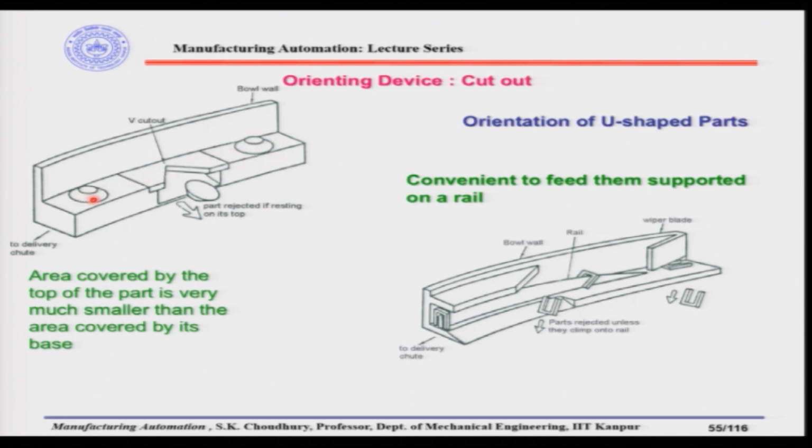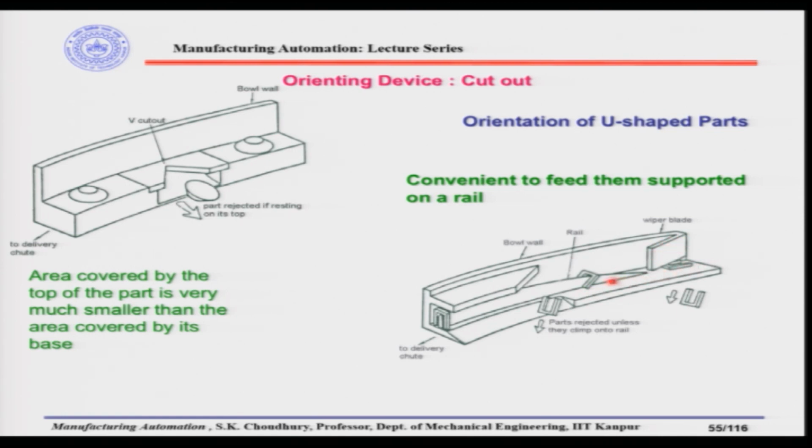That is the idea. Now, the next orienting device is used for U-shaped parts. This kind of orienting device can be designed as follows. Again, this is in the vibratory bowl feeder, this is the bowl wall, and this is the feed track. Okay, sorry, this is the track of the bowl feeder. Now, there is a wiper blade here.